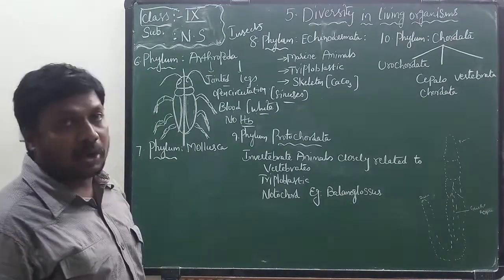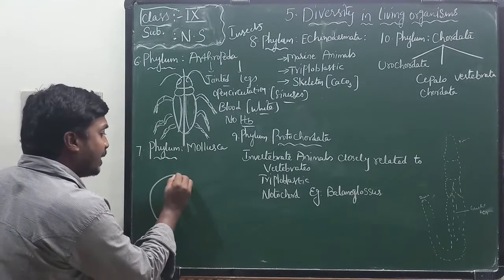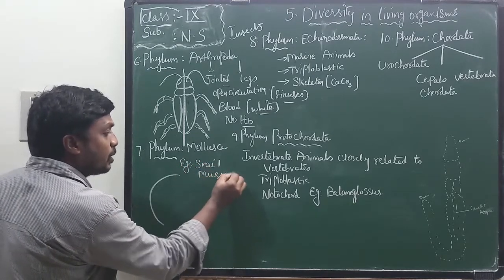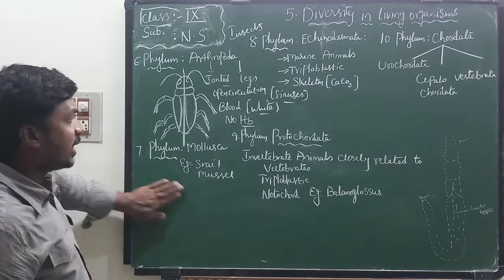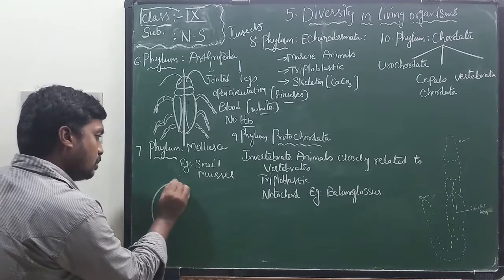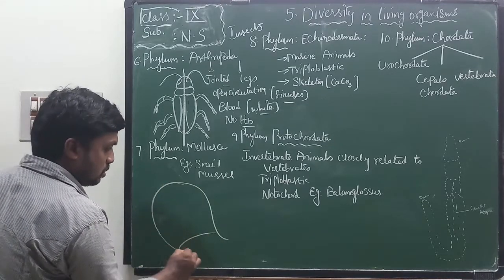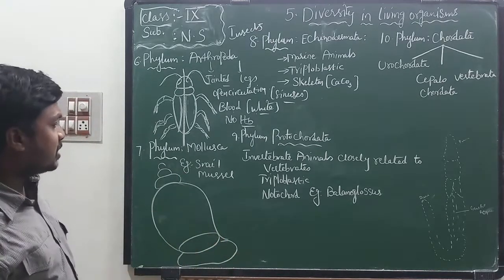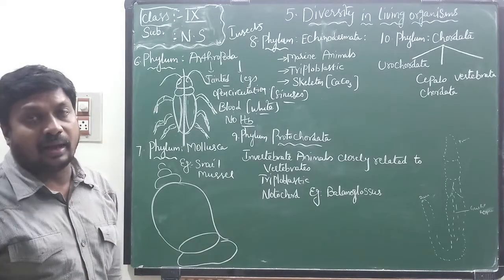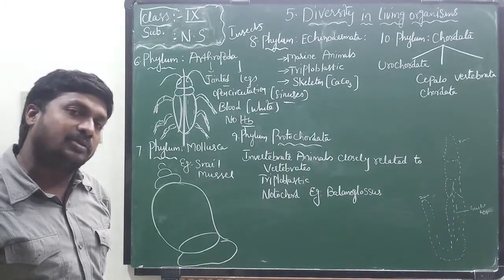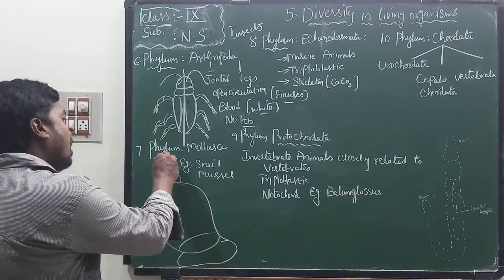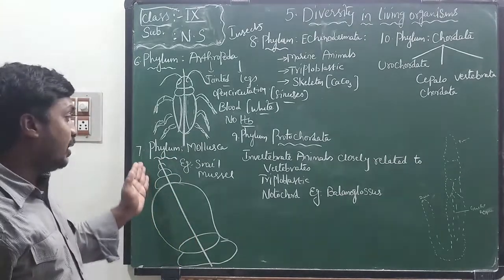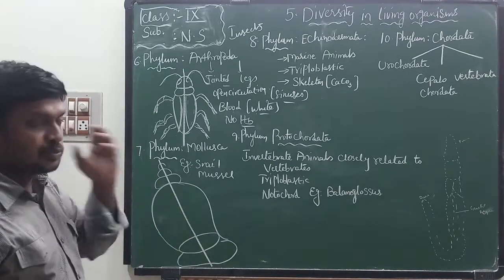Now, second one is Mollusca. Now, I will draw the diagram of Mollusca. Examples: snail and mussel. Now, I will draw the diagram of a snail. See here. If you observe, snails live in water. They are marine living forms, or some can live in fresh water also. They show bilateral symmetry. If you cut the Mollusca or snail through the center, two equal halves will be produced.